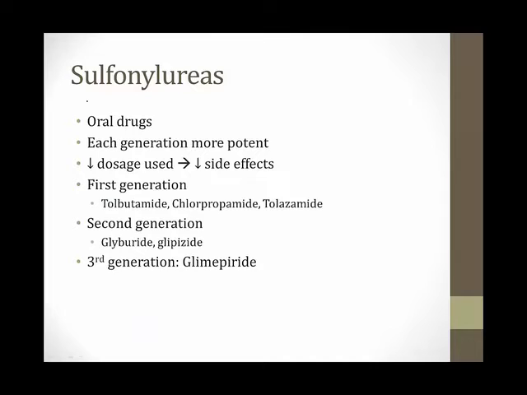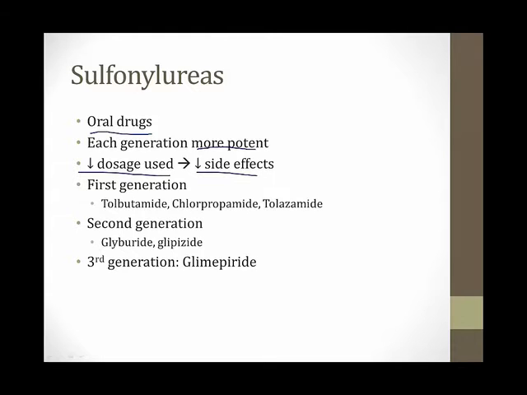Sulfonylureas are very old diabetes drugs. They've been on the market since the 1950s. They are inexpensive, and for this reason, many patients take these. They're oral drugs, and there are several generations of sulfonylureas, and each generation is more potent. Because it's more potent, you can use a lower dosage, and therefore there's less risk of side effects.